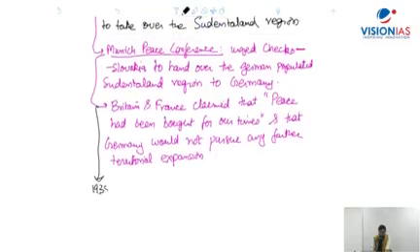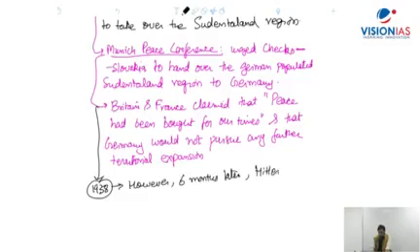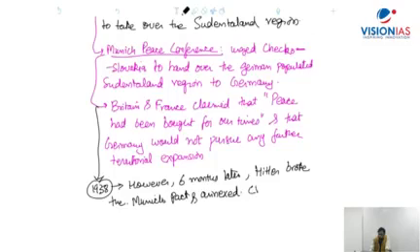However, in 1938 itself, 6 months later, Hitler broke the Munich Pact, and annexed Czechoslovakia.